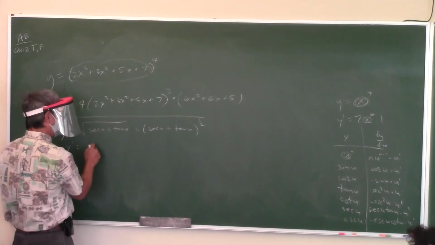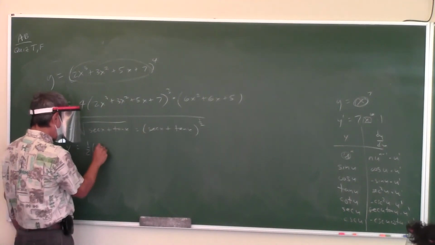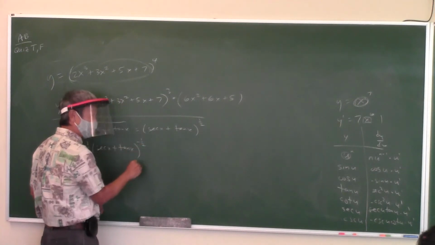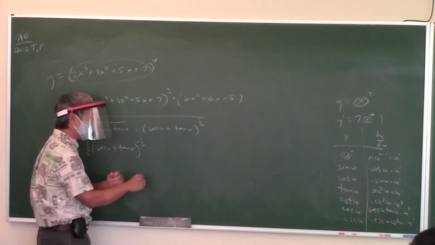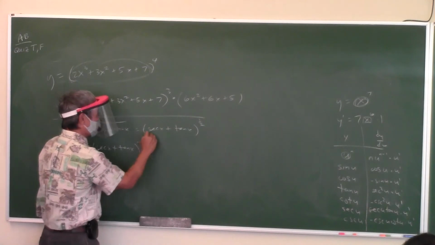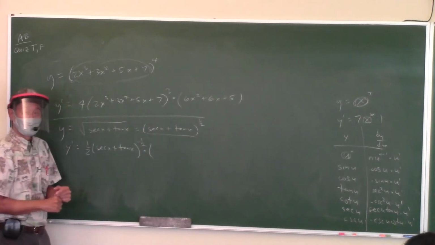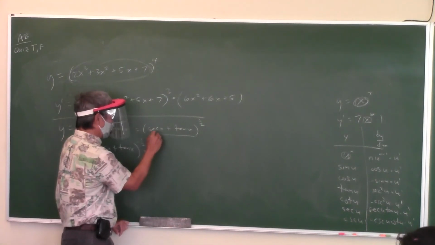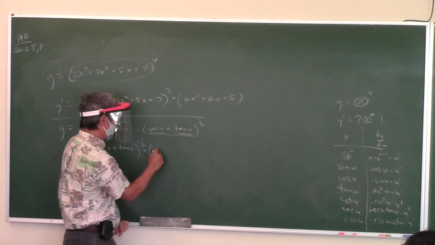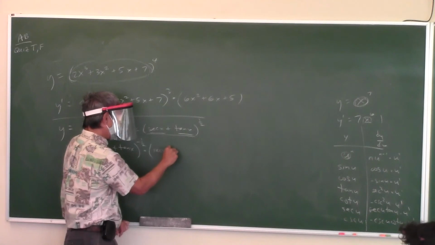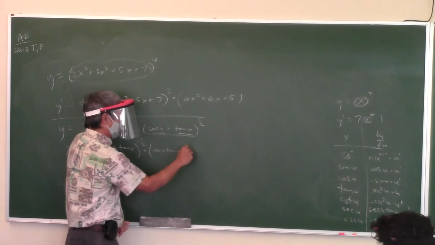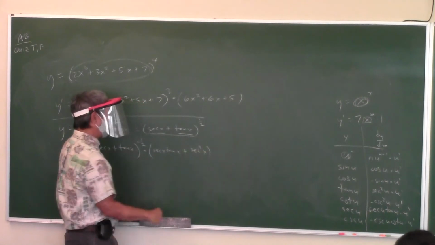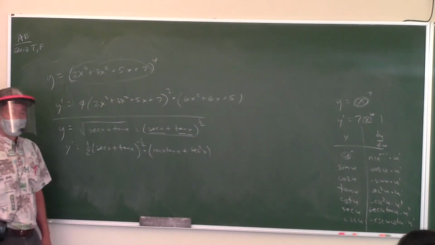So 1/2 box to the negative half, right? But then here's the chain rule: times the derivative of the box. What's the derivative of the box? Well, you go term by term, because there are two terms. Secant x, tangent x. I'm assuming we know these six. And what's the derivative of tangent? Secant squared x.